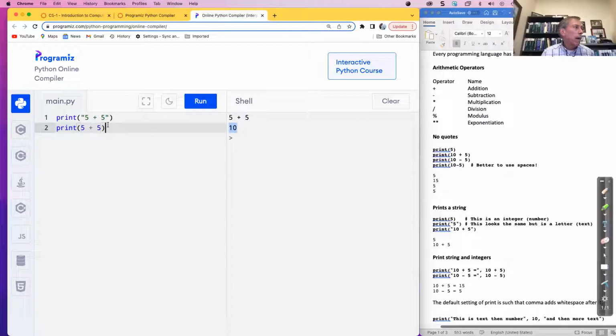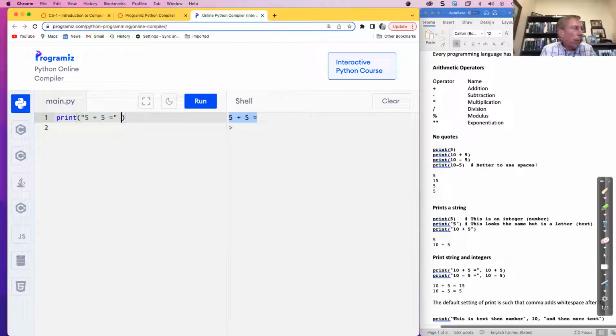All right. Now I can actually combine these into a single print statement. Let me show you. If I do print "5 plus 5 equals" and just click run, I get 5 plus 5 equals, exactly what's in the quotes. Now, what if I want to print the calculation or a number right after it?